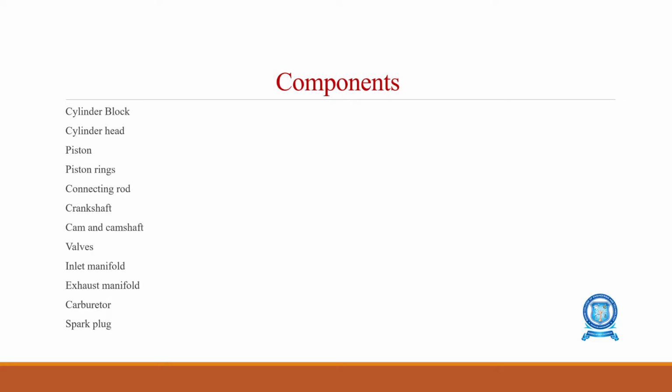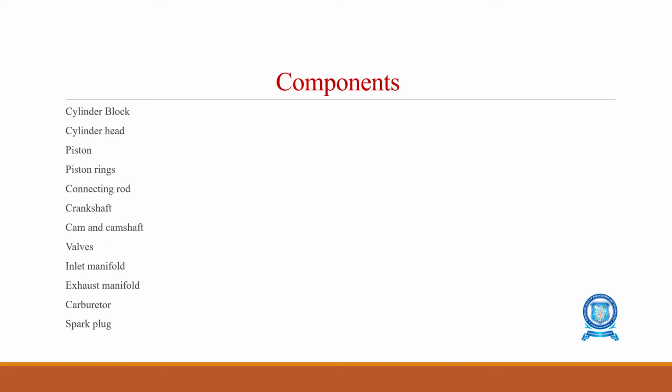So today, coming to components. What are all the components present in the engine? We are going to discuss in detail all the components which are present in the engine. The first is the cylinder block, which is the outer cover of the engine. The next is the cylinder head, that is the top cover. Then the piston, then the piston rings.